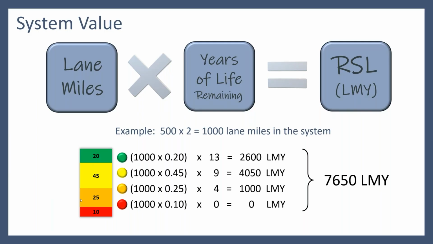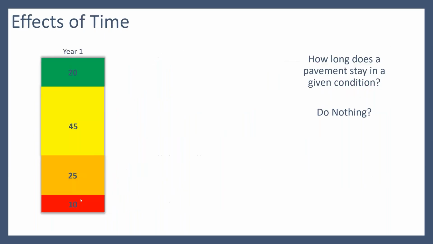Now, if we add all of those together, that gives me 7,650 lane mile years of value. So my roadway network account has 7,650 lane mile years. So now over time, we look at this breakdown. We had 20% good, 45% fair, 25% critical, 10% poor, and start thinking year to year, how does this shift if I don't do anything?